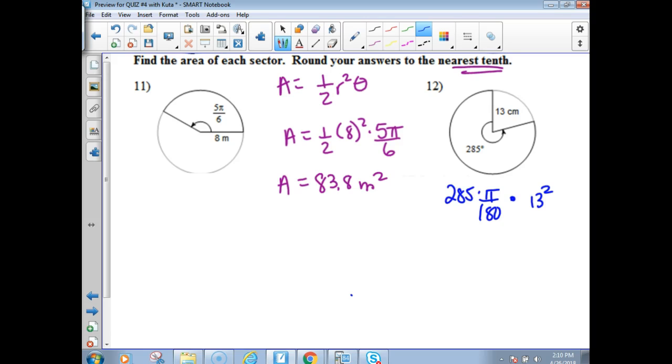Anyway, you can actually type this all at once. 285 times pi divided by 180 times 13 squared. And it's going to be 420.3 square centimeters. Make sure your units are square units and they are present on your answer.